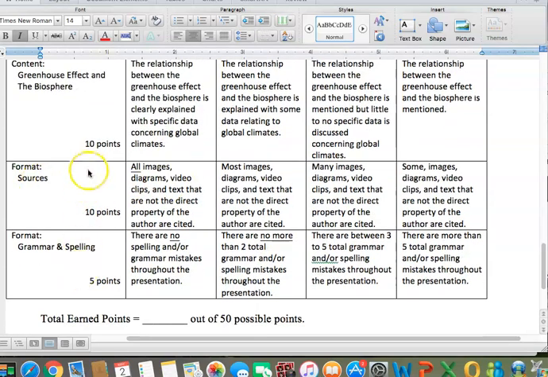Then finally, we have 2 smaller categories. We got format and sources, so any diagrams, video clips, data, pictures that you might have, make sure that you are citing them appropriately. And finally, grammar and spelling, make sure that you proofread before you submit this assignment into turnitin.com.